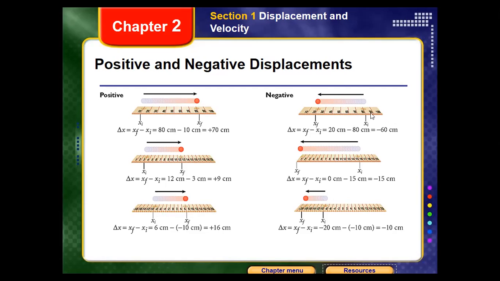Now let's go for the negative part. As you see, the final is always this direction and the initial here. In this case, the final is 20 and the initial is 80. 20 minus 80 equals negative 60. Negative means it moved in the opposite direction. So the negative here will be the opposite direction.